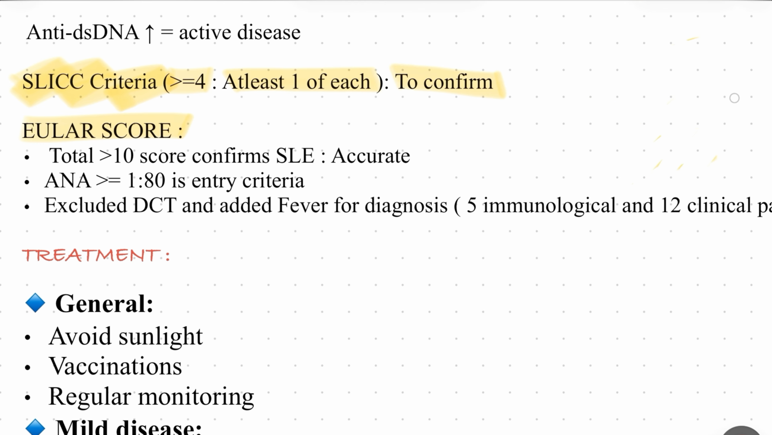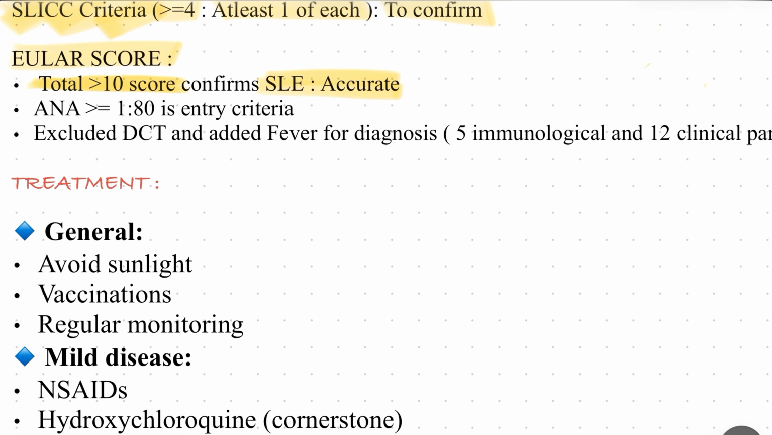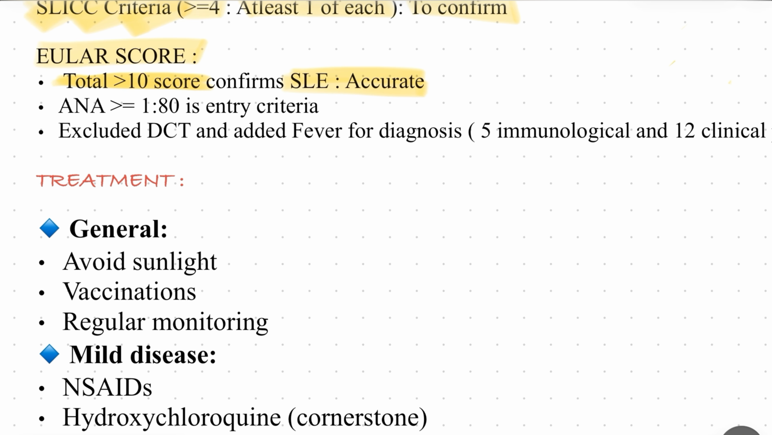As I said, in EULAR we are going to see a total of more than 10 should be the score to confirm SLE accurately. Then what is another difference? In ANA we have specifically more than or equal to 1:80 as the entry criteria. Then coming to excluded DCT, as I said, it is nowhere very useful now because it is neither specific nor sensitive. And as I said, in general features we added fever for diagnosis.